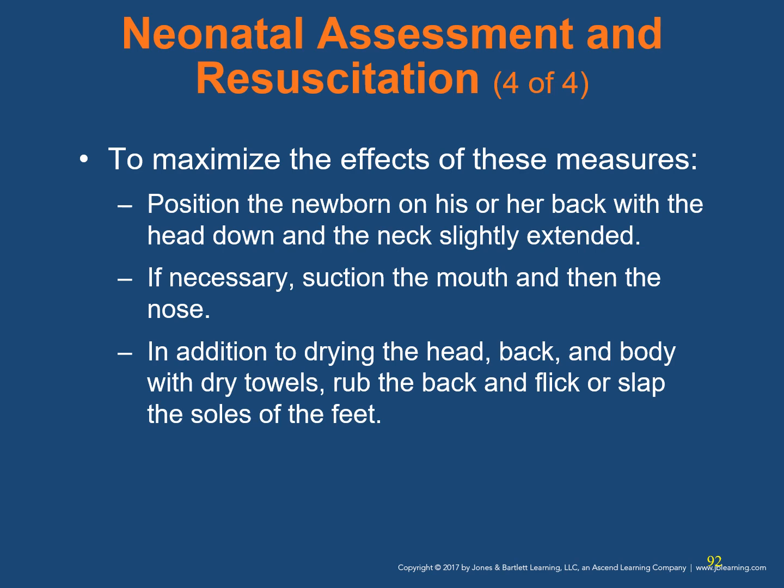Position the newborn on his or her back with the head down and neck slightly extended. Place a towel or blanket under the shoulders to help maintain this position. If necessary, suction the mouth, then the nose with the bulb syringe or suction device with an 8 or 10 French catheter. Suction both sides of the back of the mouth, but avoid deep suctioning of the mouth and throat.